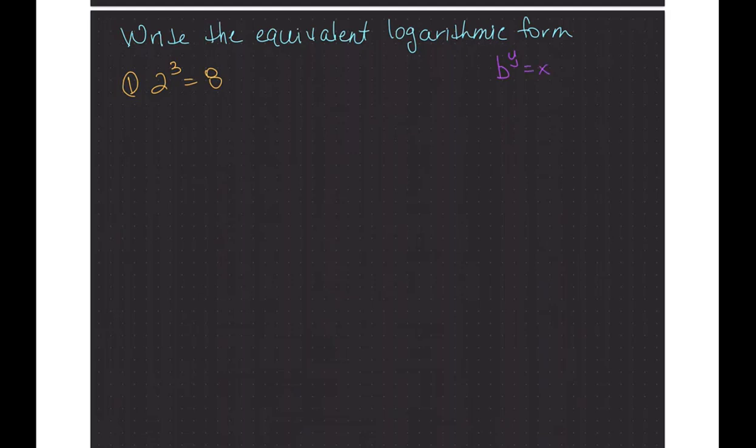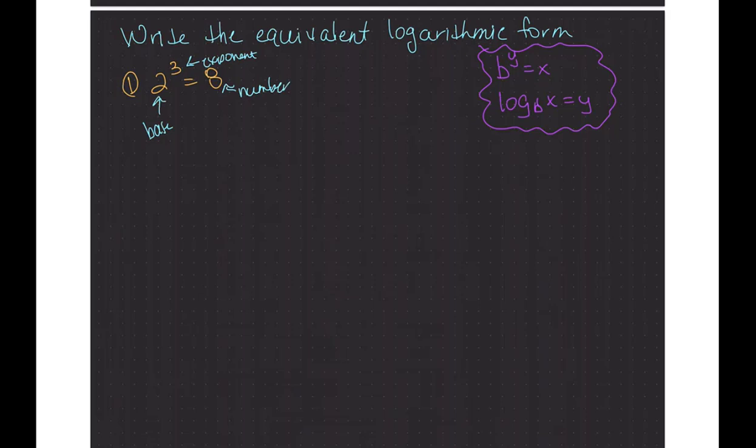b to the y equals x, that would be exponential, and then to write that as a logarithm, you would have log base b of x equals y. Right? If it helps, just keep writing that over and over again until you get it down. So again, if you need to, write these down. This is your base, the 3 is your exponent, and your 8 is your number.